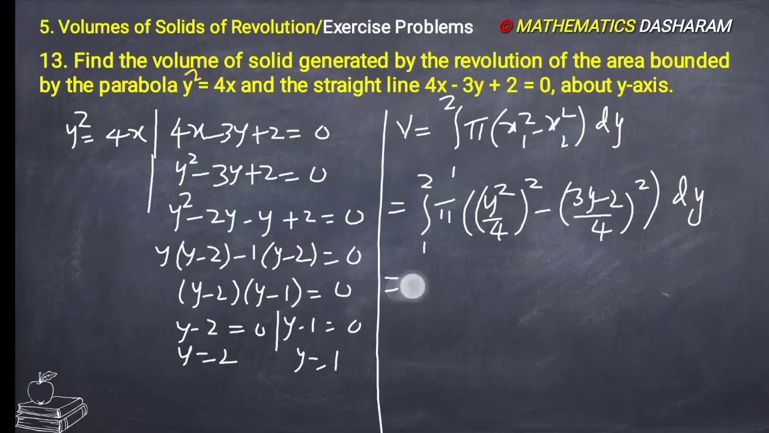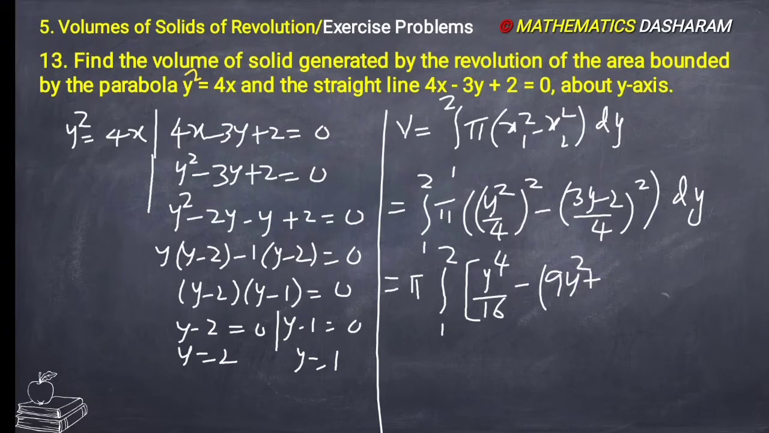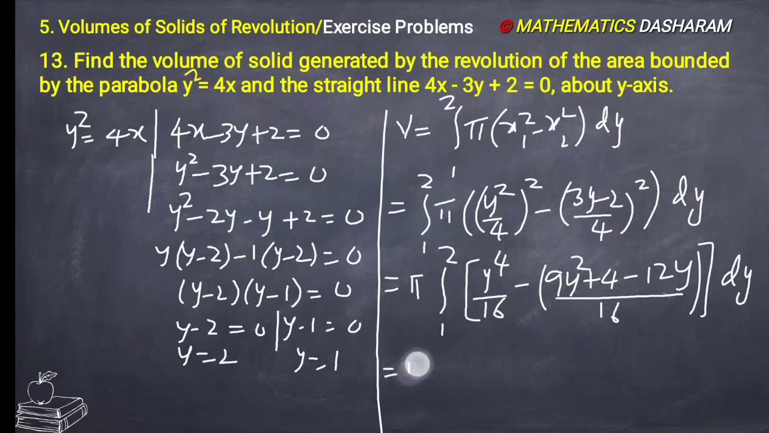So then it is equals to pi integration 1 to 2 y to the power of 4 by 4 square is 16 minus. So here apply the a minus b whole square formula. 9y square plus 2 square 4 minus 2ab 12y divided by 4 square is 16 whole dy. So it is equals to pi integration 1 to 2. So let us do the integration.